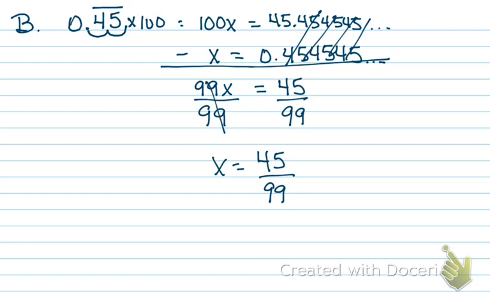Now I have to look, can I simplify this further? Is there anything that can go into both of these the same number of times? Well, it's actually divisible by 9. 45 divided by 9 is 5. 99 divided by 9 is 11. So this is the same as 45 hundredths repeating.